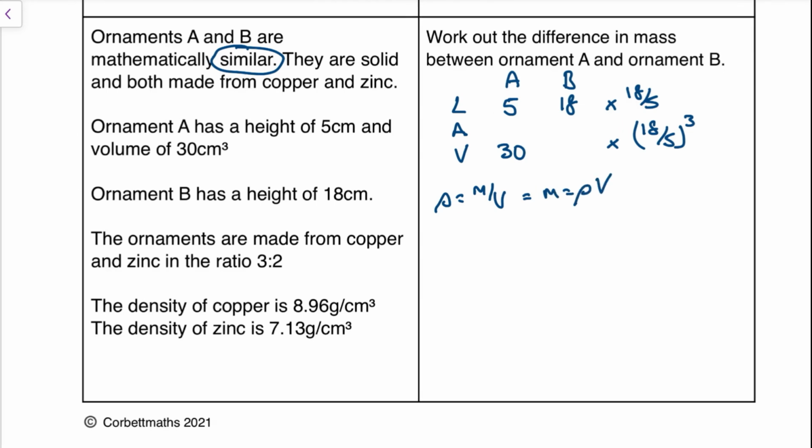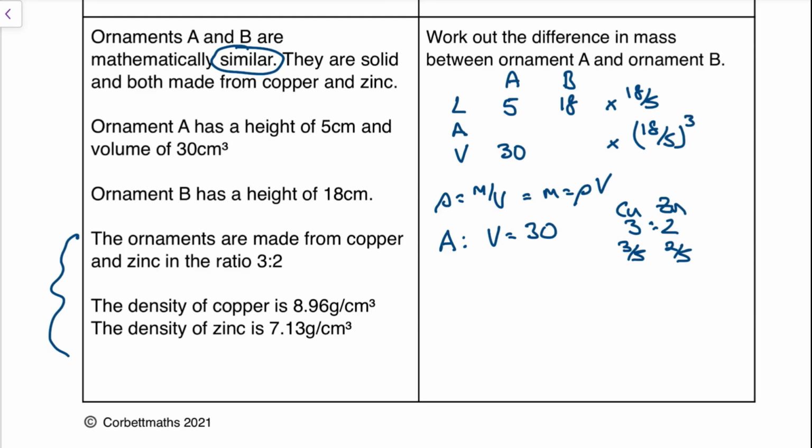Okay, so for the next part of my question, I need to think about how to bring in this bit here where I work out the mass based on the density. Now, the way I'm going to do that is I'm going to concentrate on ornament A for a second, and then I'll do the scaling later. So for ornament A, its volume is equal to 30. Then its mass, now it's 3 to 2 copper to zinc. So in other words, it is 3/5 copper and 2/5 zinc in terms of its volume that's made up.